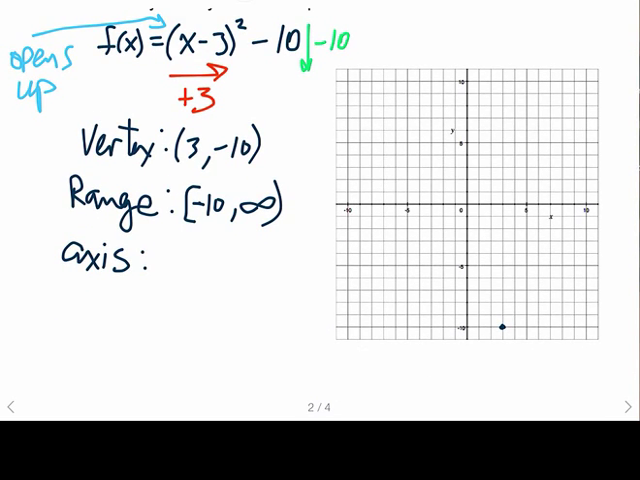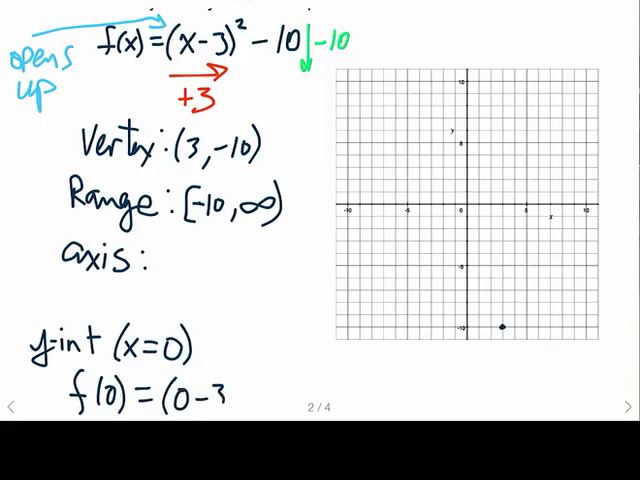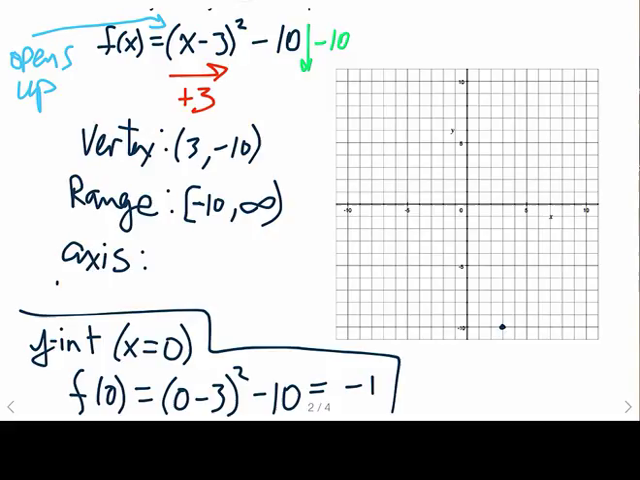y-intercept first. For the y-intercept, I know that x is equal to 0. And so what I'm looking at is f of 0. In this case, f of 0 is going to be 0 minus 3, the quantity squared, minus 10. In other words, 9 minus 10, and so negative 1. So the y-intercept, if I can rewrite this here just to make it nice and pretty, is at (0, -1). I'll plot that.